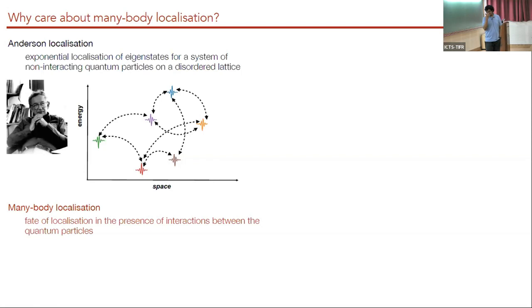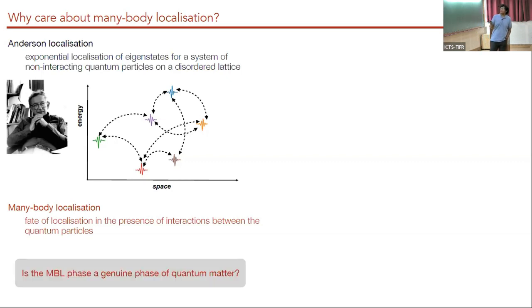And in the more recent past, there has been a lot of excitement about this phase, for reasons I'll come to in a minute. But the essential question here is: is this MBL phase a genuine phase of quantum matter which is stable to interactions? Although this has been going on for many years, why are people so interested in it in the last 10 years or so?